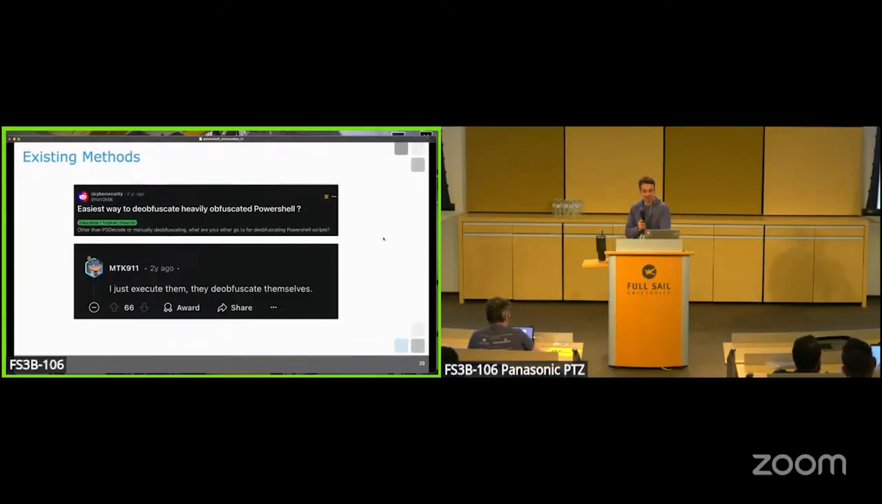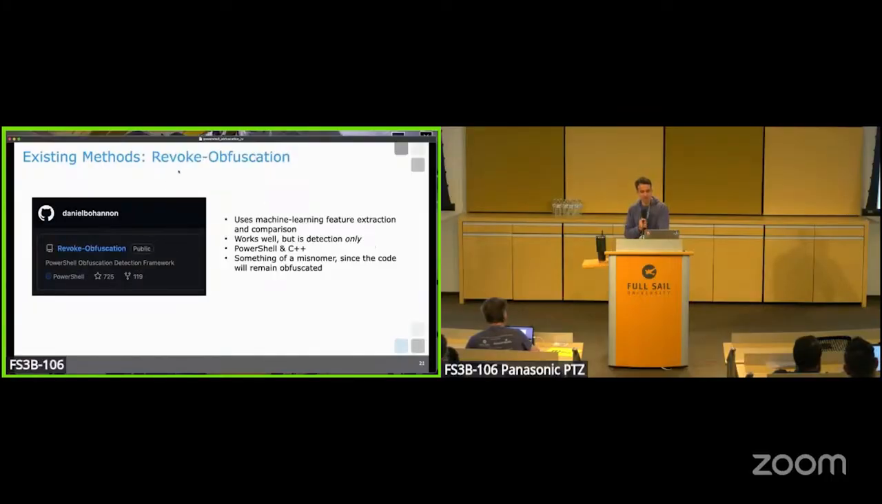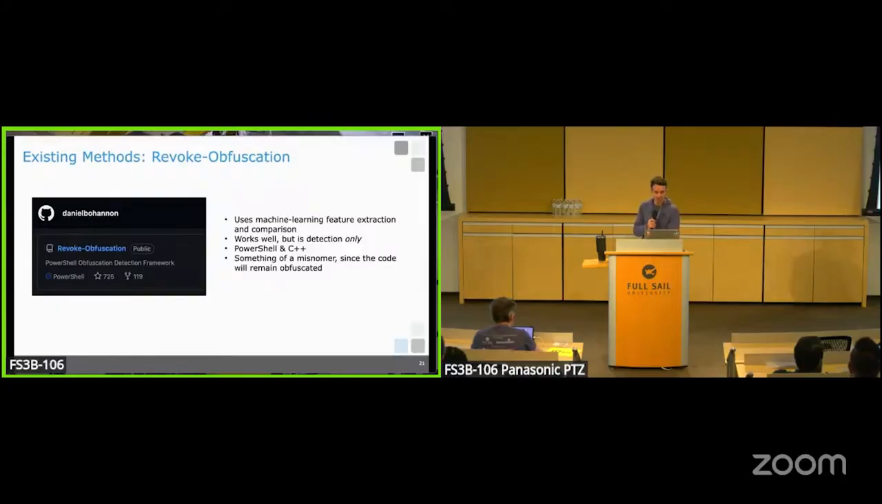But the problem with that is, number one, it's kind of a heavyweight solution. And number two, it doesn't really scale well when you have potentially thousands, tens of thousands of endpoints. That's something that we think a lot about at Volexity: how can we make our solutions scalable? There's also Revoke-Obfuscation. This isn't really a deobfuscator as much as it is a detection engine, but it's written by the same guy that wrote Invoke-Obfuscation, so I assume it works well enough.